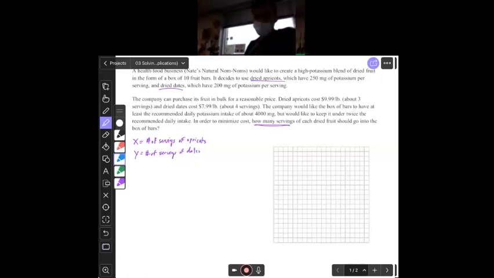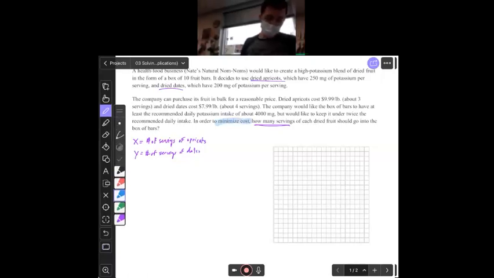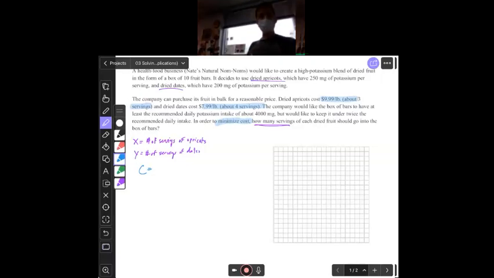So what's the objective? So that means we need to start thinking about costs. What does it tell us about costs? Okay. So how would I use that? Yeah. So Lucas is saying 9.99x plus 7.99y would be our cost function.